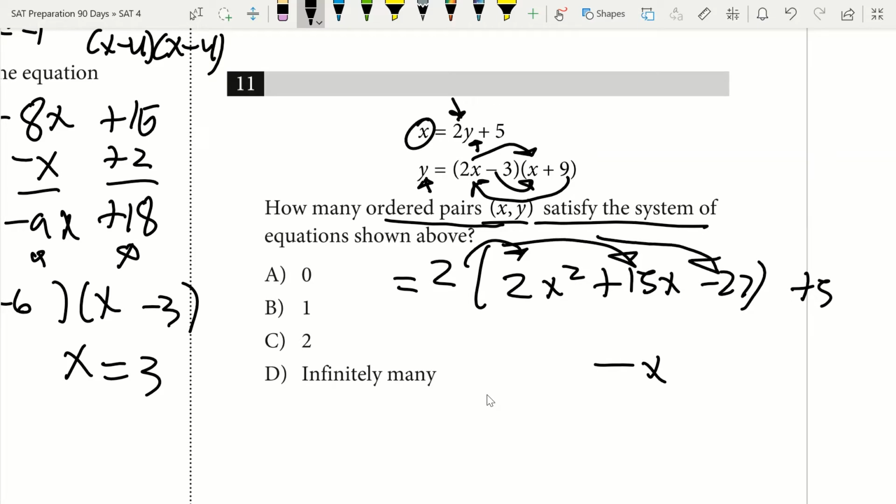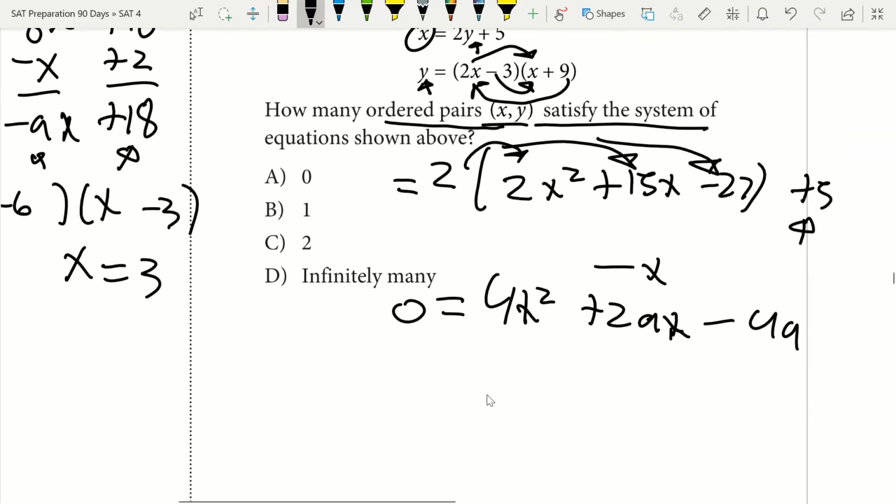Multiplying by 2, that's going to leave me with 4x squared. Then I'm going to have 2 times 15x, that's 30x minus x, that's going to be plus 29x. Then I'm going to have 2 times negative 27, that's going to be negative 54. Negative 54, I add 5, that's going to give me negative 49. So that's all set equal to 0 at this point.